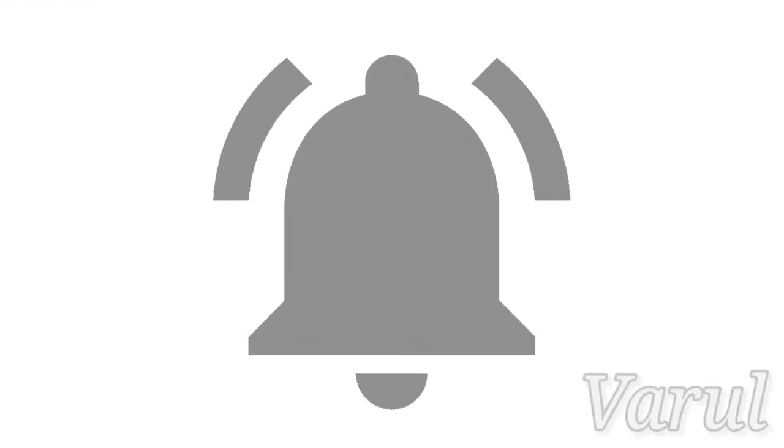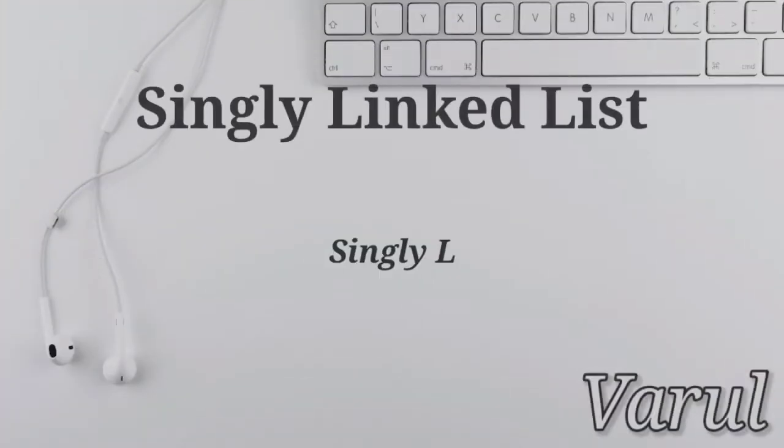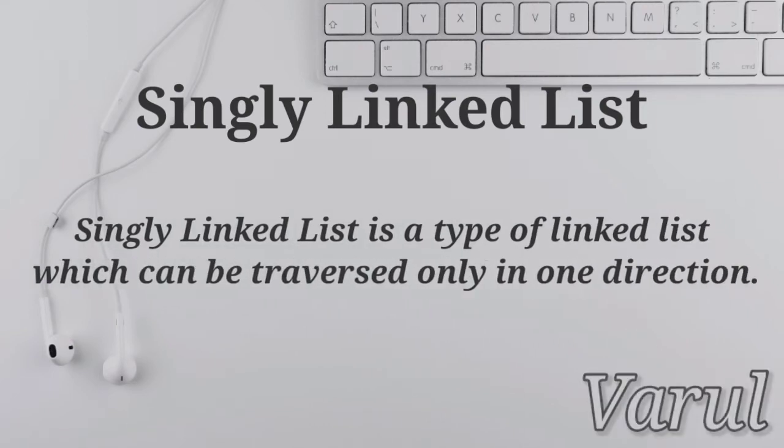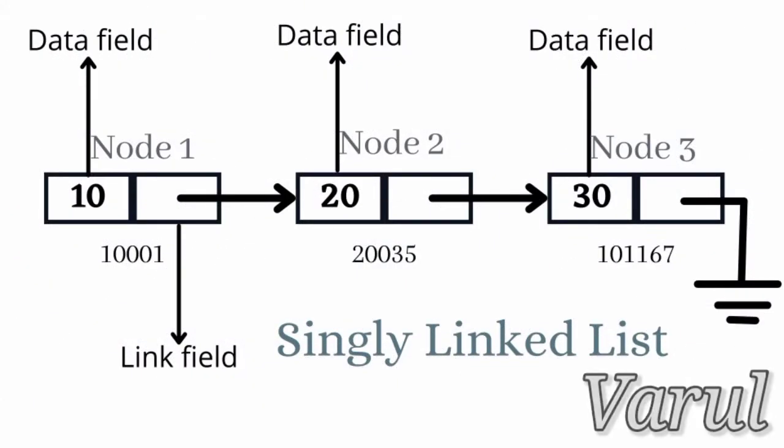Okay guys, singly linked list is also known as one-way chain, which is defined as the collection of ordered set of elements. Singly linked list can be traversed only in one direction, or we can say that each node contains only next pointer. Therefore, we cannot traverse the list in reverse direction.